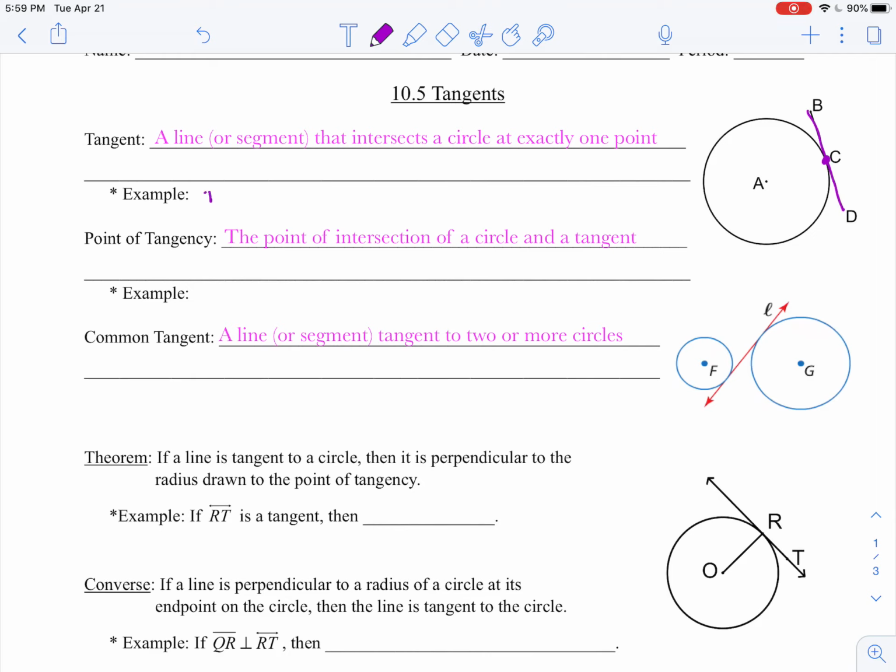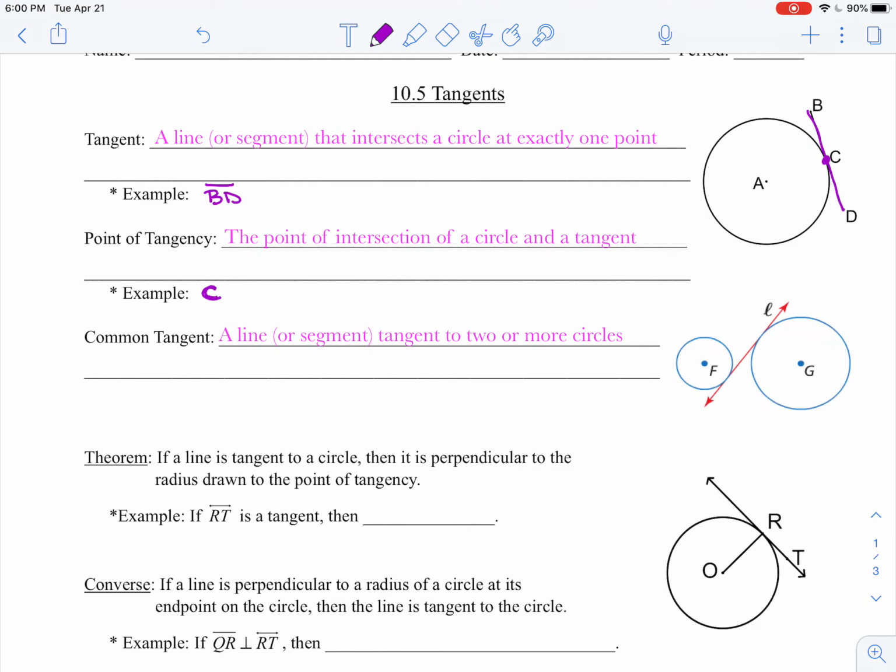So for our example, line segment BD is tangent to circle A. It intersects circle A at point C. Point C is called the point of tangency. That's where your line and your circle intersect.